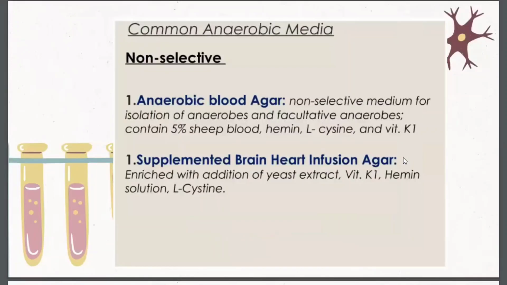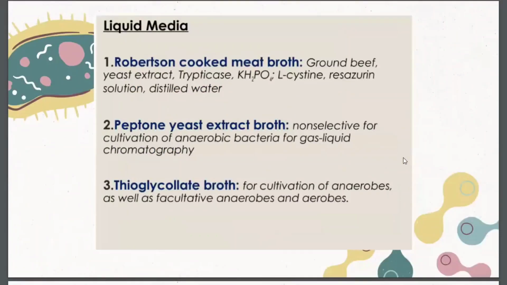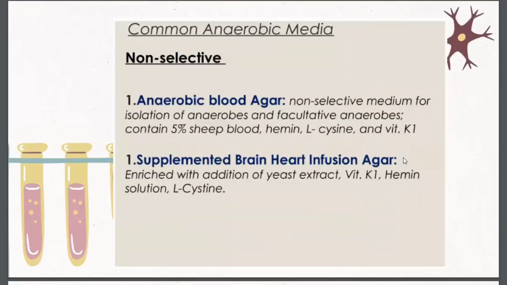So we have common anaerobic media. We have non-selective, liquid media, and selective. So we're going back to the non-selective. In non-selective, we have anaerobic blood agar, a non-selective medium for isolation of anaerobes and facultative anaerobes, which contains 5% sheep blood, hemin, L-cysteine, and vitamin K1. Next is the supplemented brain heart infusion agar, enriched with the addition of yeast extract, vitamin K1, hemin solution, and L-cysteine.